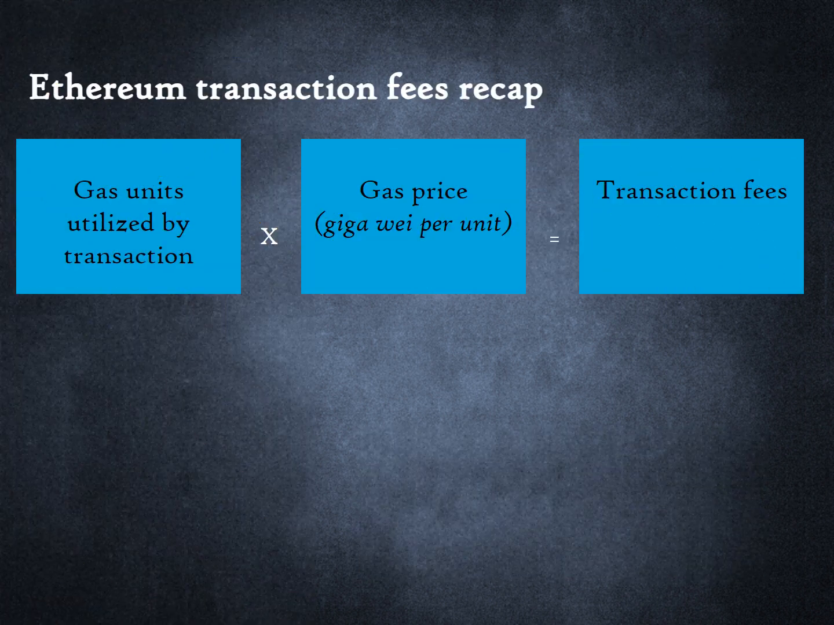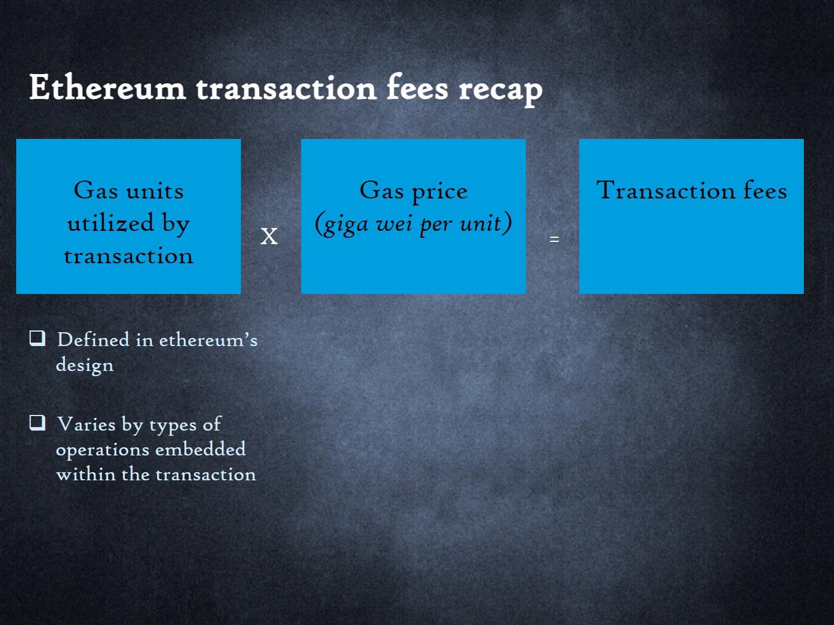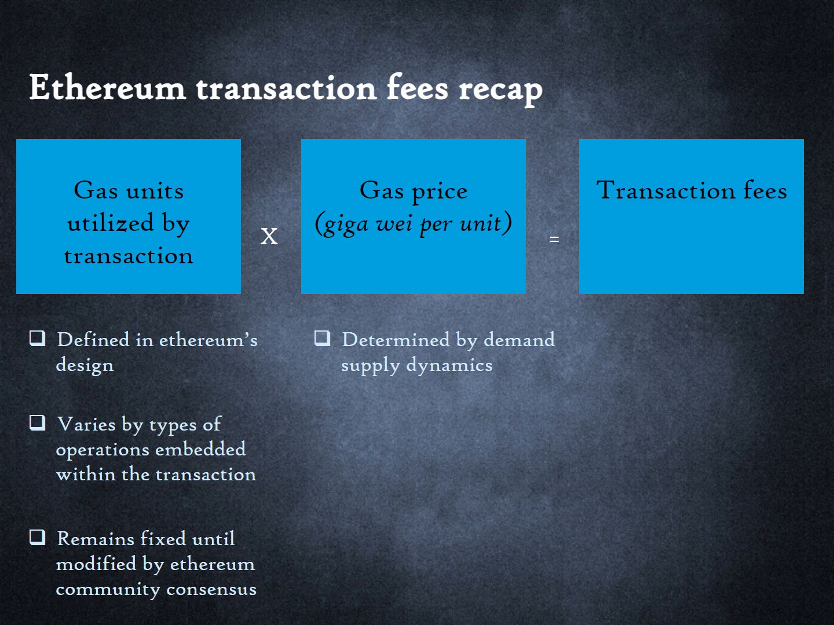To recap from the previous lesson, the transaction fees in Ethereum is derived by multiplying the number of gas units consumed in the transaction with the gas price. The number of gas units consumed is defined in Ethereum's design. It varies by the type of operations contained within the transaction. This parameter remains fixed until there is modification to the specifications agreed upon by Ethereum community. The gas price is derived from demand-supply factors, and if one quotes a very low gas price, miners may not pick the transaction. This is similar to Bitcoin.